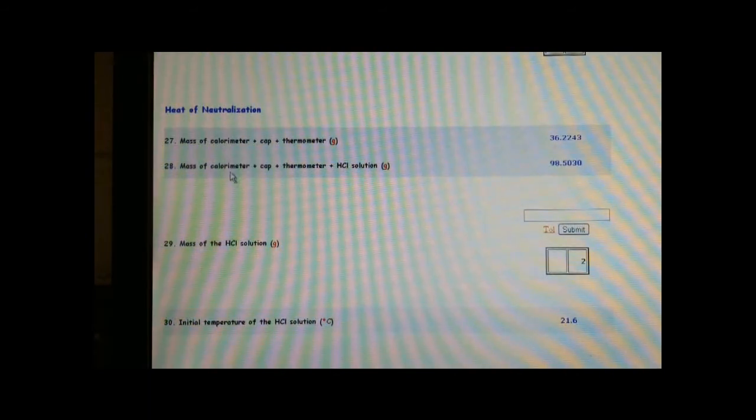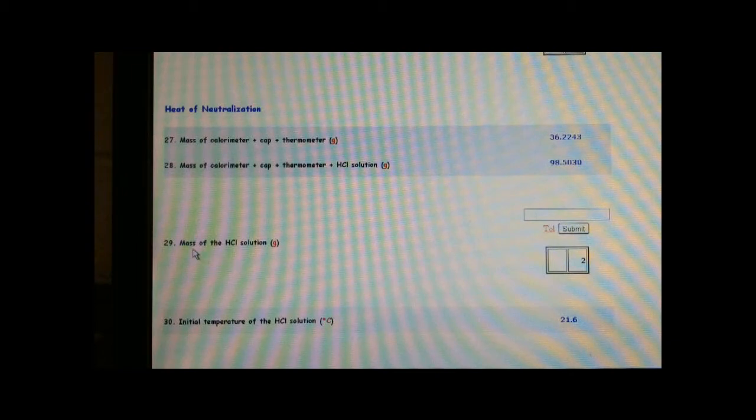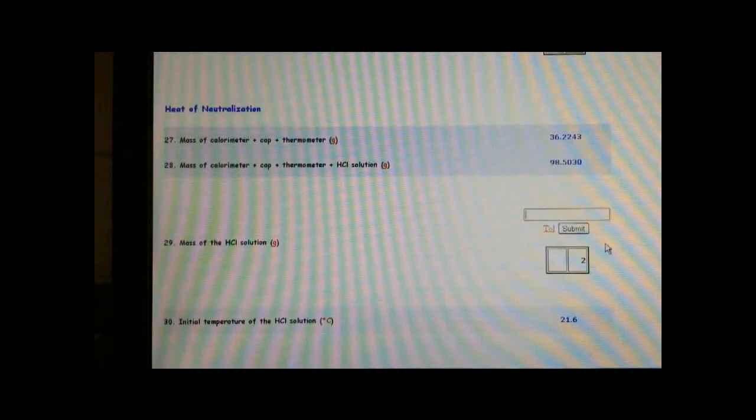All right, so here we're moving on to the heat of neutralization part, and it's asking for the mass of the HCl solution, which is just going to be the difference between those two masses. Okay, so here I've calculated that difference, and we get 60.2193 in my case.